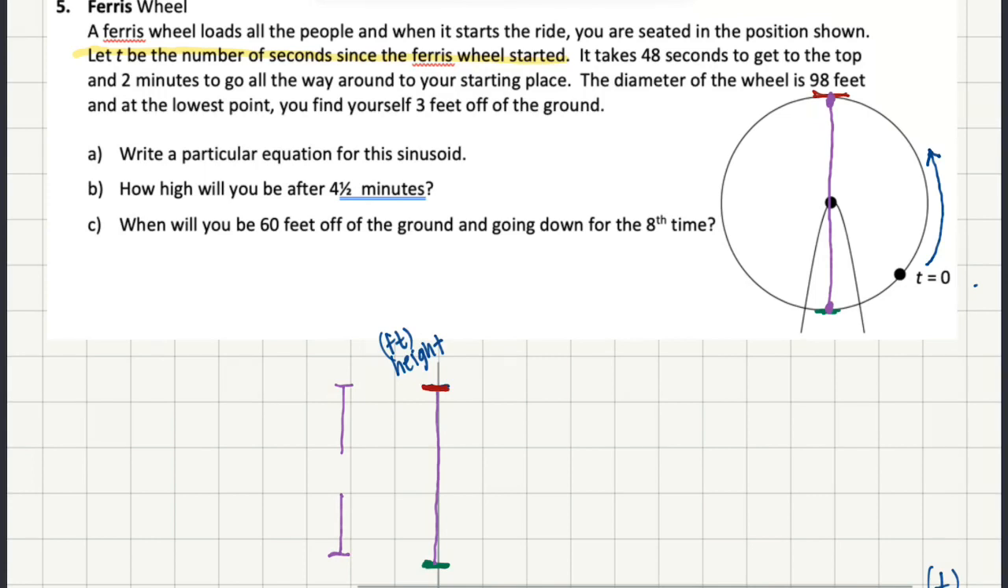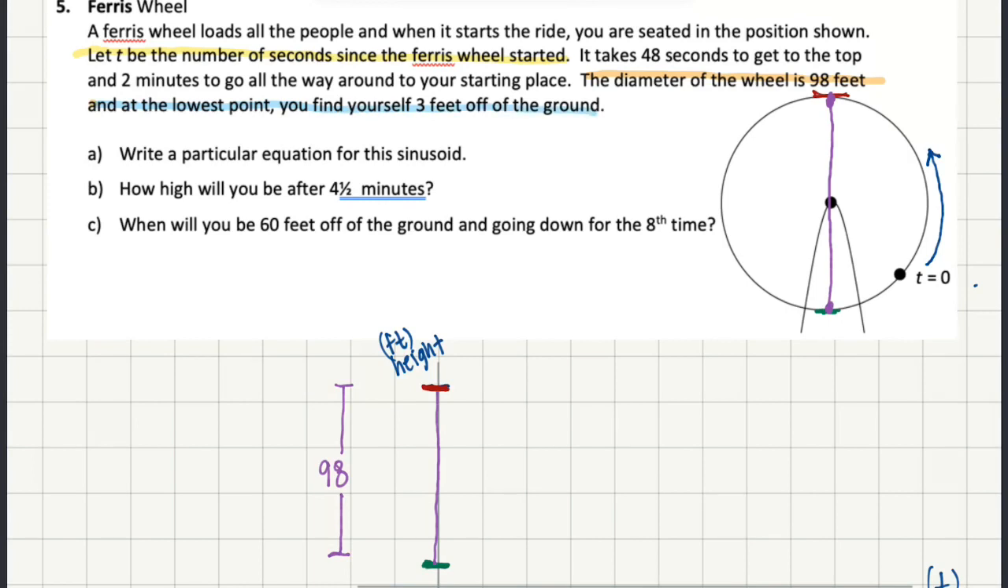And the diameter of the wheel is 98 feet. So I'm going to jot that down, 98 feet. So from our lowest value to our highest value, we've got a change of 98 feet. It takes 48 seconds to get to the top, 2 minutes to go all the way around to your starting place. You find yourself 3 feet off the ground at the lowest point.